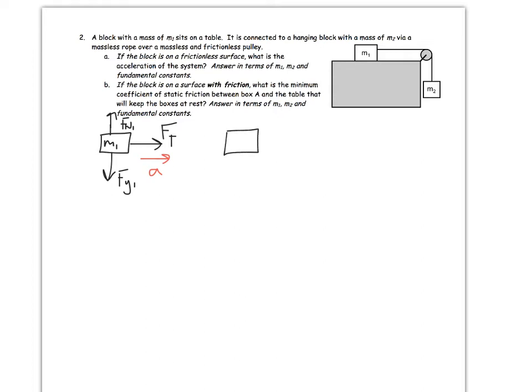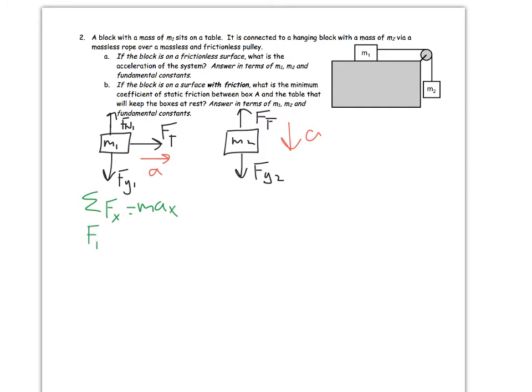For object 2, that hanging mass, we have the force of gravity going down. Notice I called the two forces of gravity two different things because they don't necessarily have the same mass. And that one has the force of tension going up. My acceleration is going to be going down in that situation. So I'm going to go ahead and set up my F equals ma for each object here. For m1, I really only care about the forces in the x direction.